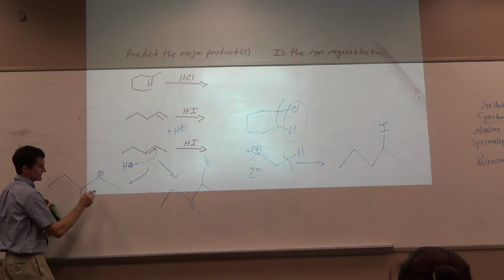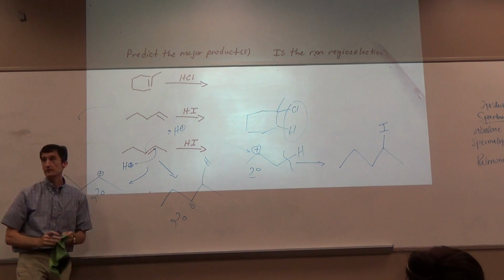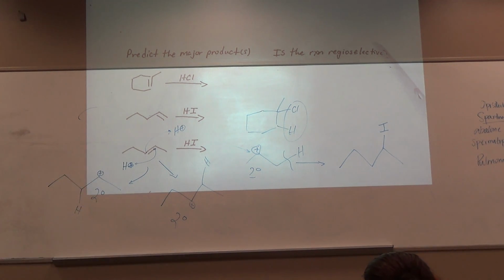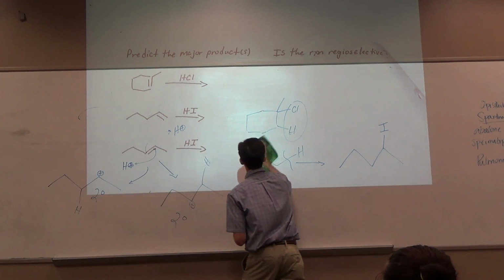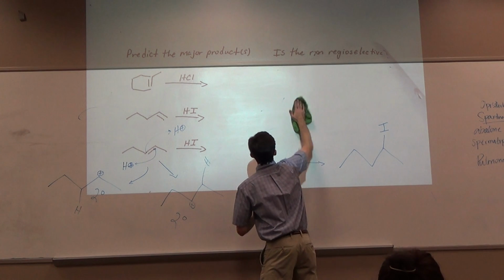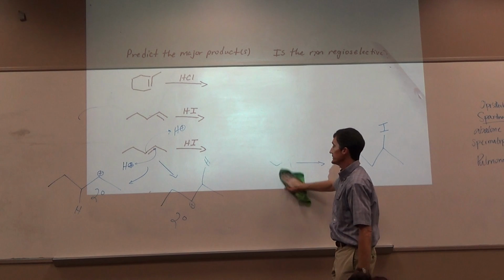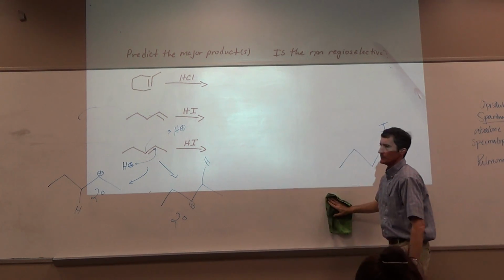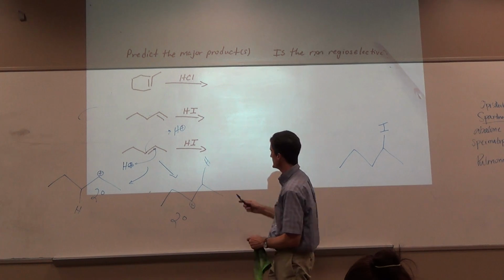What type of cation is this? Secondary. What type is this? Secondary. Which one's preferred? Neither. I don't see much preference here. So it's not regioselective. This reaction is not going to be regioselective. You're going to get two different products here. Now, in actuality, you may get 52% of one, 48% of the other, and you can call that regioselective. But in terms of us, no. It's not going to be that good.